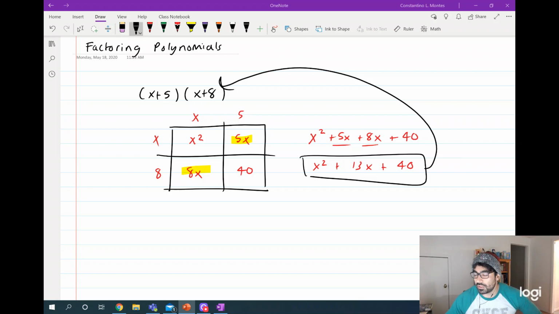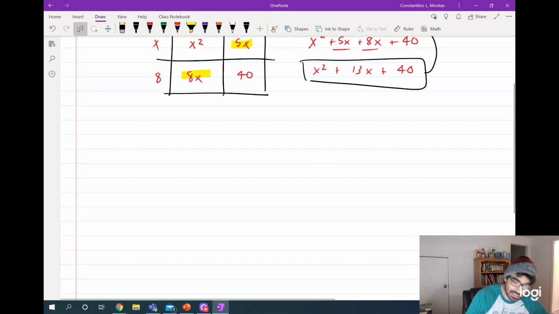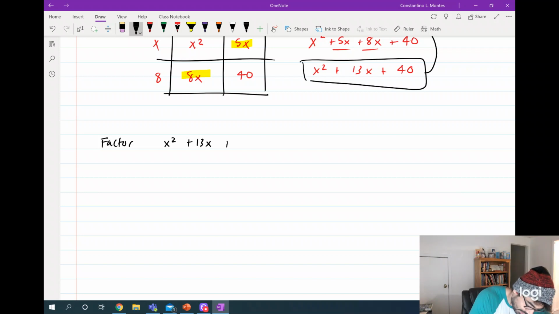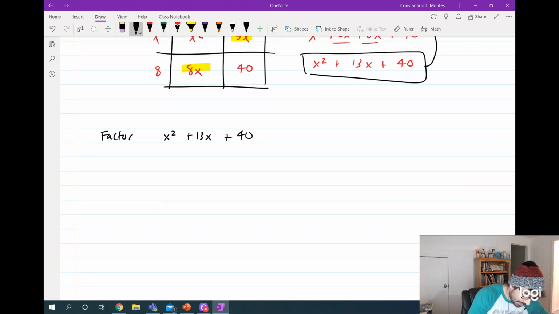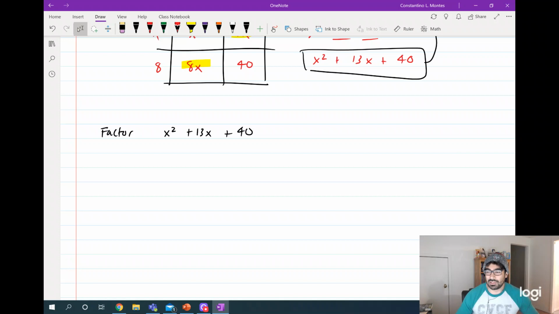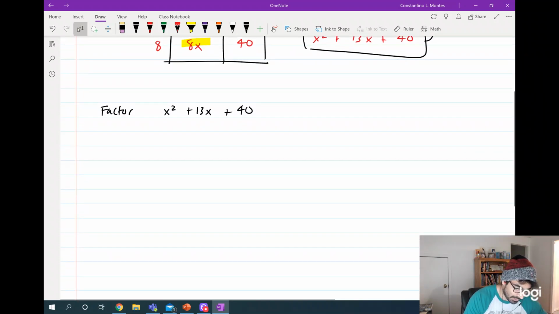Okay, so here's what we're going to do. We are going to show you a technique for factoring. Suppose I said factor x squared plus 13x plus 40. And the nice thing about mathematics is people typically come up with techniques, and then we just use those techniques to help ourselves out, right? We're going to call this the X game.